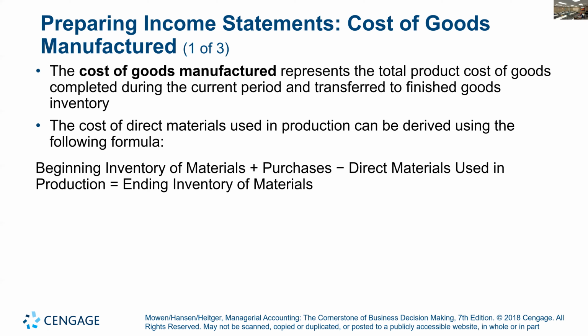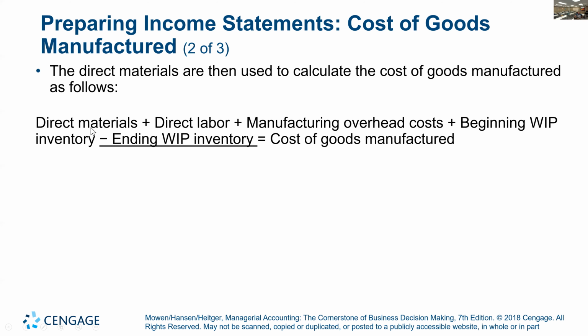In your homework, you're going to see that a lot of times what's not given is the direct materials used. It gives you your beginning inventory, you know how much you purchased, and you can count how much you have at the end. So you have to find out how much direct materials you actually used. Then you take your direct materials used, plus your direct labor, plus your manufacturing overhead, which gets you all of your product costs. Add in your beginning work in process, subtract out your ending. That equals your cost of goods manufactured.